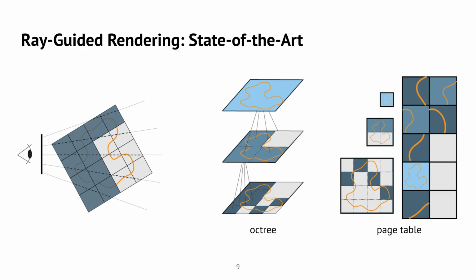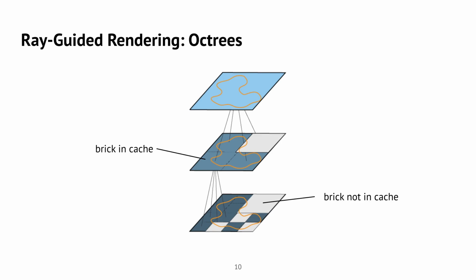Current ray-guided methods are either based on octrees or page tables. Let's talk about octrees first. In octree-based approaches, there is a one-to-one mapping between bricks in a dataset and octree nodes, so each node corresponds to exactly one brick and vice versa. Also, high-resolution data is only streamed in if lower-resolution data in the same subtree is already stored in cache. As an optimization, culling information like minimum and maximum values of a brick can be stored alongside each node to skip over empty nodes that are known to be translucent under the current viewing conditions.